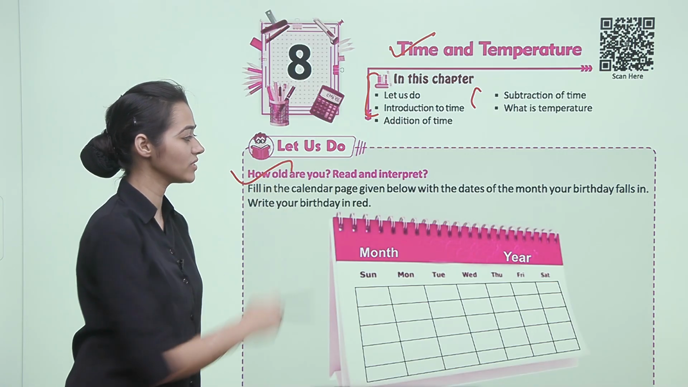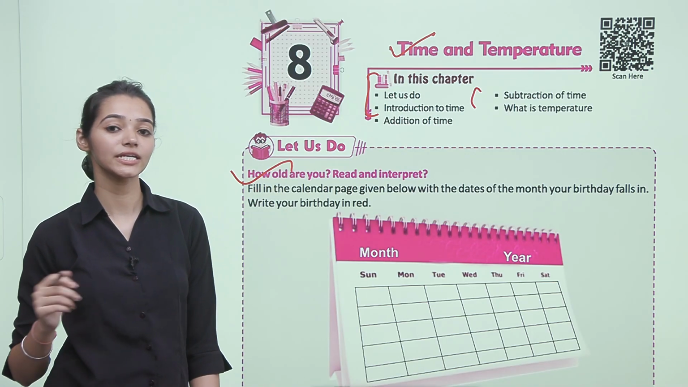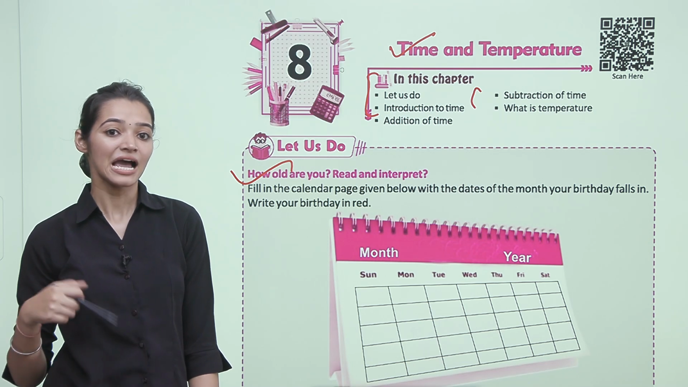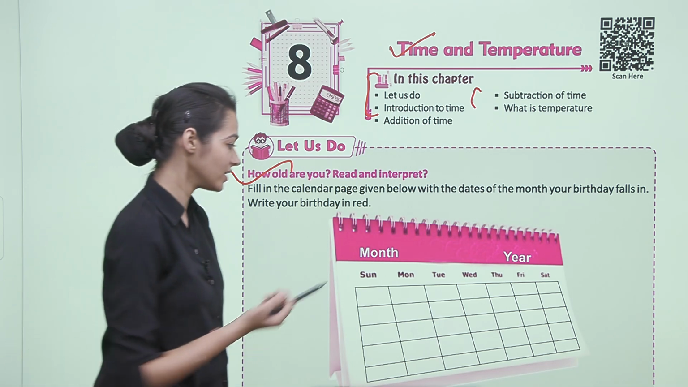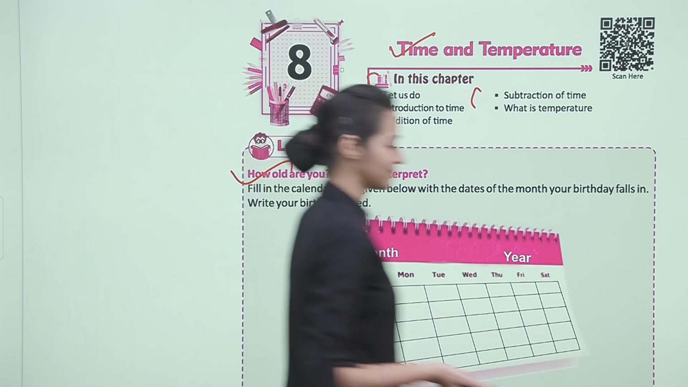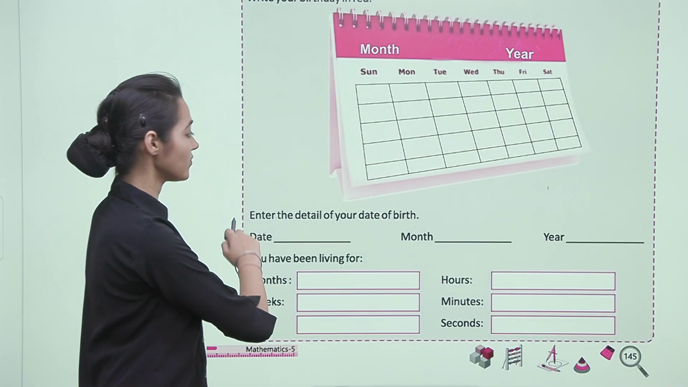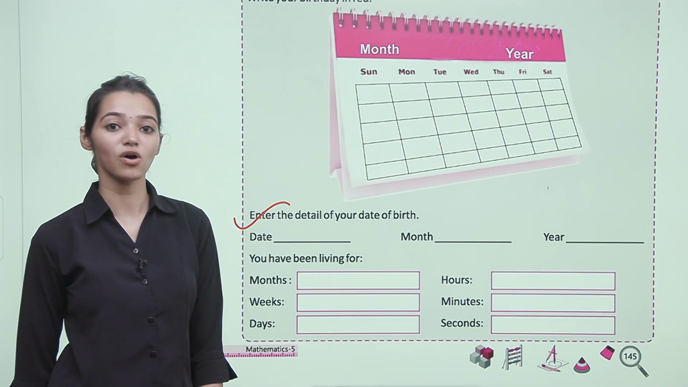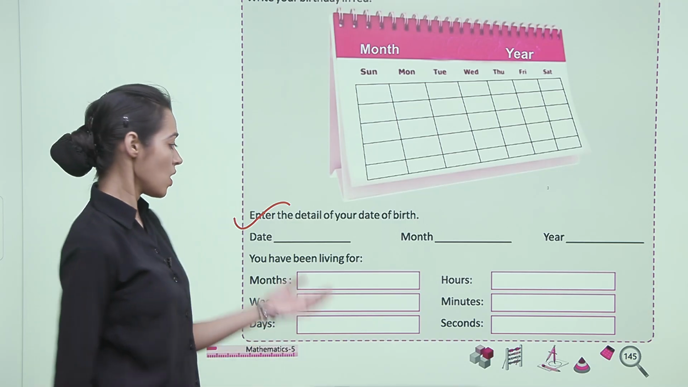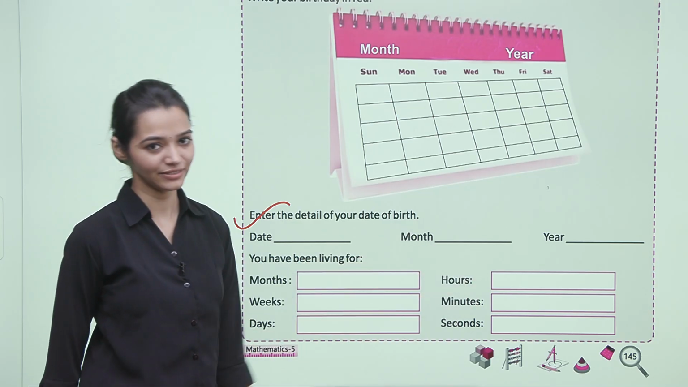Now let us do this. Fill in the calendar page given below with the dates of the month in which your birthday falls, and write your birthday in red. Here you have to write the details of your date of birth: your date, month and year.